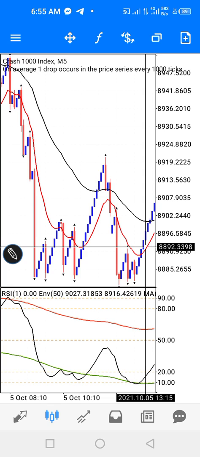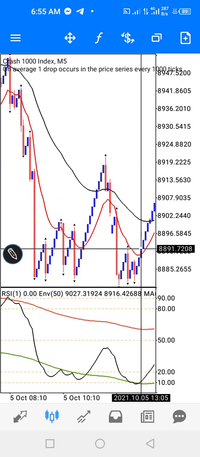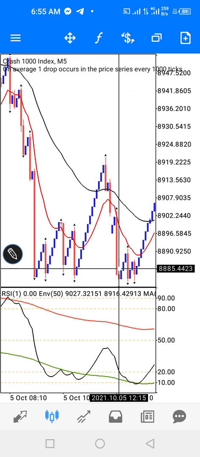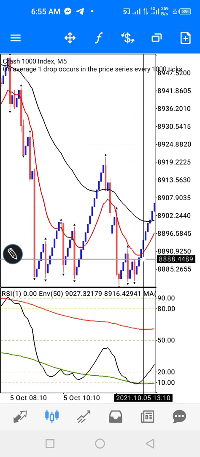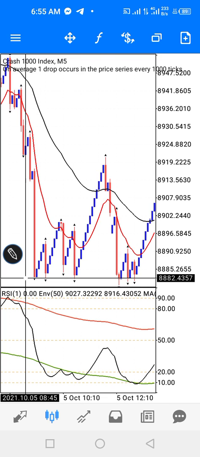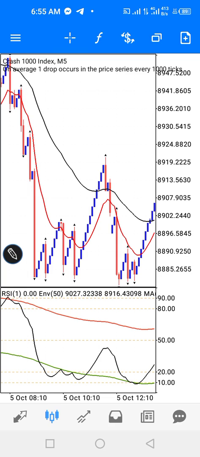Since you are not getting your 13/50 cross, but your RSI, your moving average, and your envelope are already at your 10 level, you can see it is already at your 10 level. So you just wait for price to close above 13. That means we want to take the reversal pattern of it. The same thing goes for your sell.